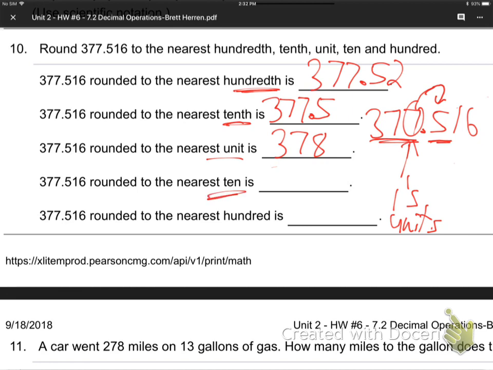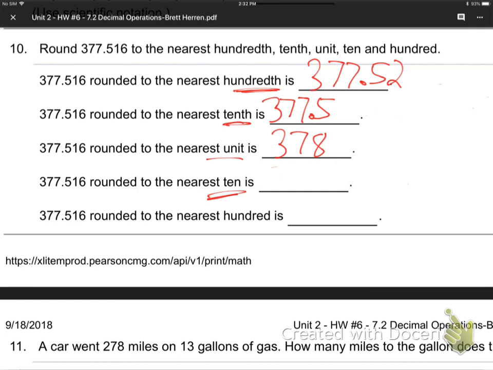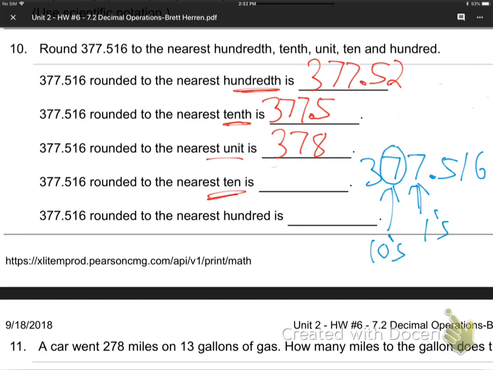Okay, how about this? Nearest 10. Now we're going further to the left. Let me just erase the whole thing. All right, so nearest 10. So we're doing 377.516. Find the digit in the tens place. This is the ones. This is the tens. So circle the digit in the tens place. Look 1 to the right. If the one to the right is 5 or more, go up. So what am I going to do? Is it 38? No, not 38. What is it? 380. Right? You still have to keep the value.